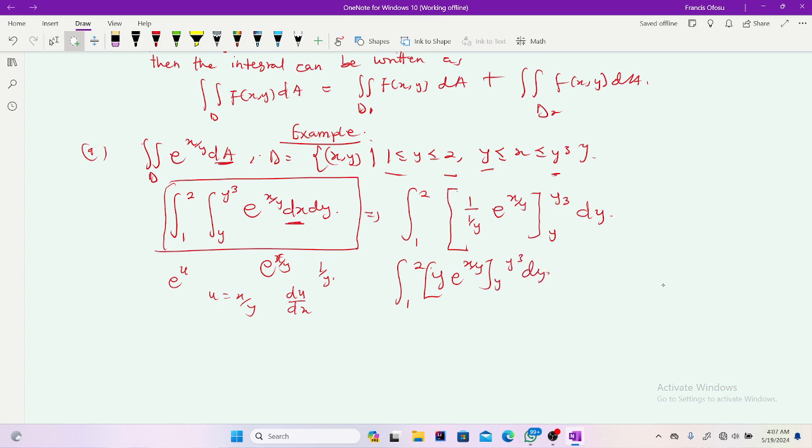We still want to simplify this. I'll have the integral from 1 to 2. When I put y cubed in, I have y multiplying e to the power, wherever I see x, I put y cubed, so y cubed over y, minus y multiplied by e to the power, where I put y there, y over y.